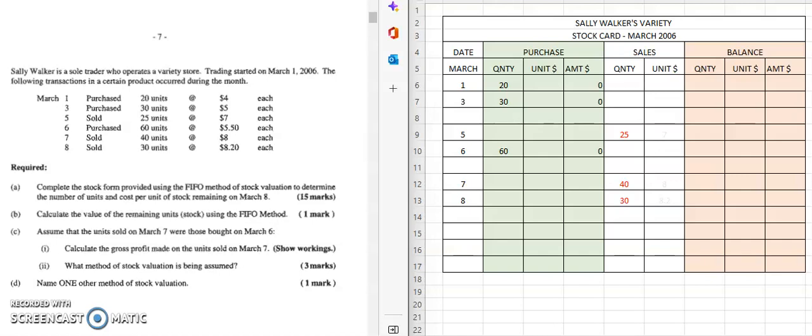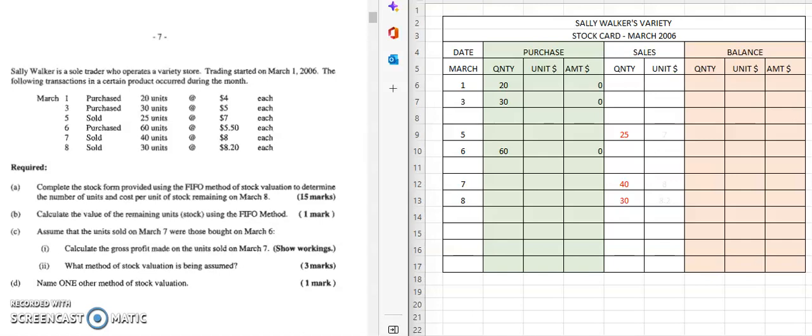Hi everybody. So today we're going to look at reviewing the first in, first out method. And I have this question here from 2006 CSEC Principles of Accounts. So let's use this to review the first in, first out method.